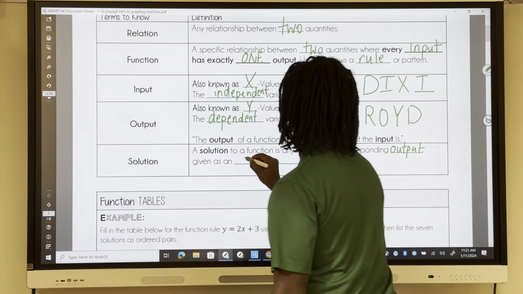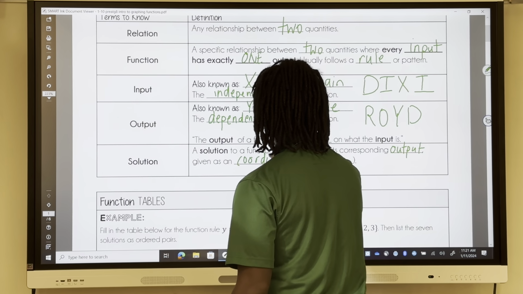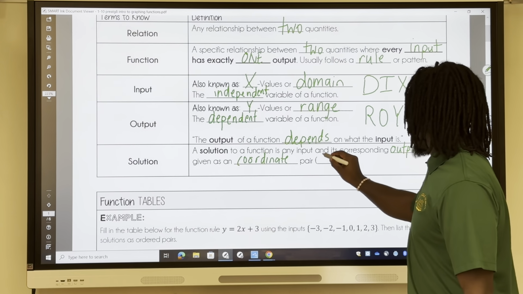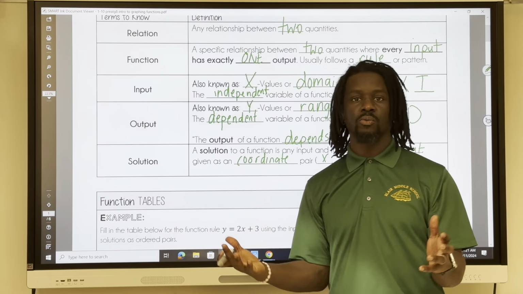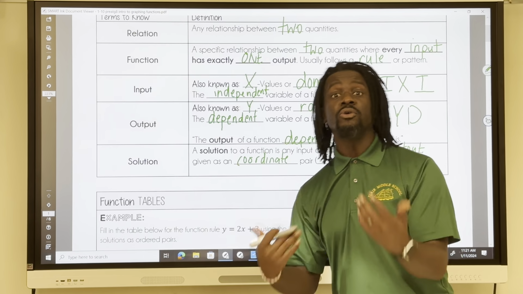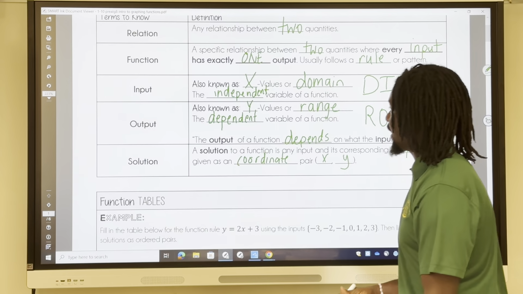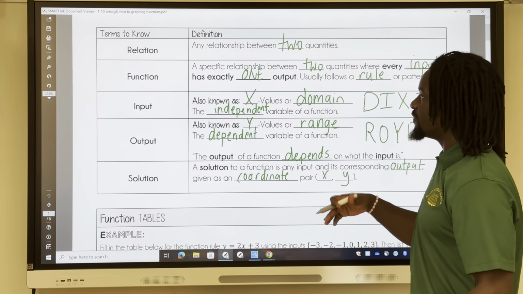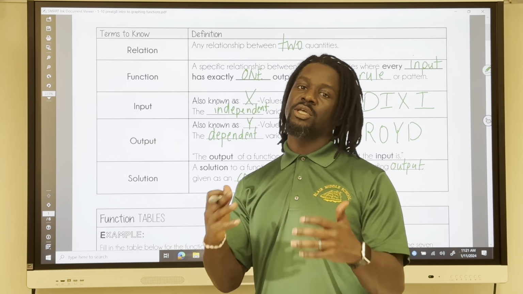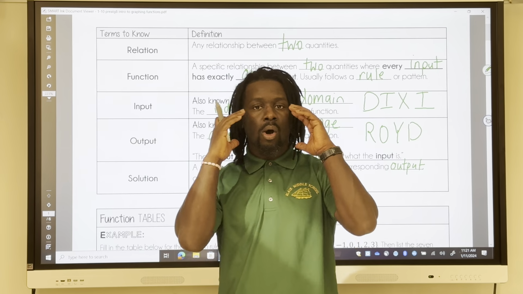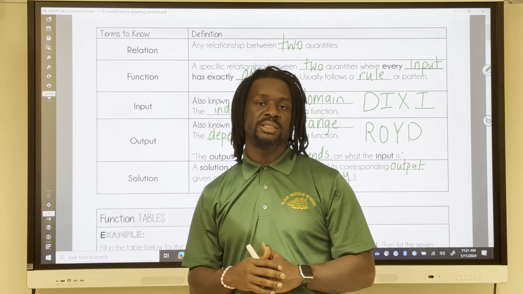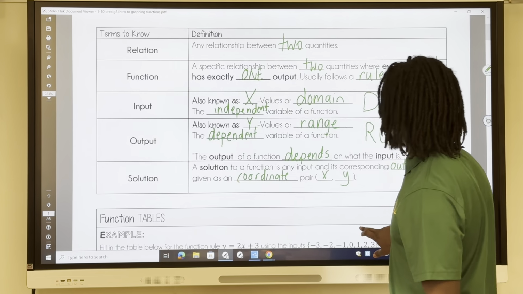The solution is when we put the output and the input together, given as a coordinate pair or an ordered pair. So when we put the x and the y together, we did this last time, those are the solutions to our functions. This is some important vocabulary. We're going to be spending a little bit of time going through it. It's important that we keep all of this language together because it's really going to help us toward the end of this unit.